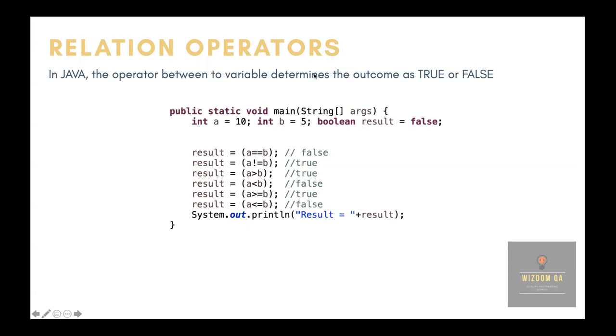So relational operators are what we saw yesterday. There are a few of them. If A equals B, in this case, it is going to return false. If A not equals B, it is going to return true. If A greater than B, it is returning true. Less than B, false. Greater than or equals to, true, and less than or equals to, false. We understand the logic behind it, totally fine.